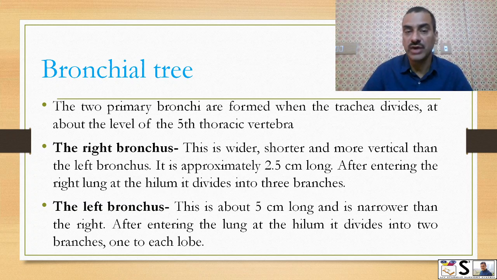The right bronchus is wider, shorter and more vertical than the left bronchus. It is approximately 2.5 cm long. After entering the right lung at the hilum, it divides into three branches as secondary bronchi. The left bronchus is about 5 cm long and narrower than the right one. After entering the lung at the hilum, it divides into two branches, one for each lobe. At this level they are known as secondary bronchi.